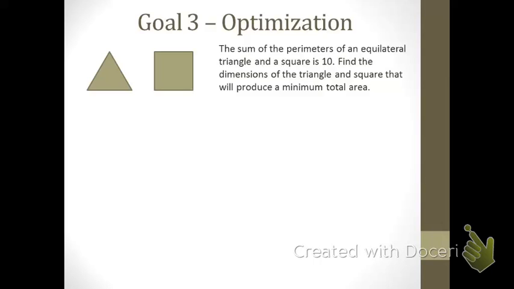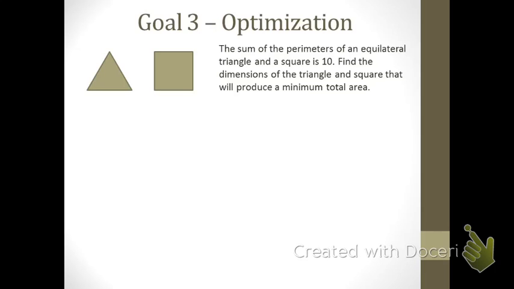Okay, read the problem. And you see that what we're dealing with here is an equilateral triangle and a square whose perimeters add up to 10. Now we're going to try to find out what the minimum total area of that equilateral triangle and square could be if we keep the perimeter at 10 the entire time.